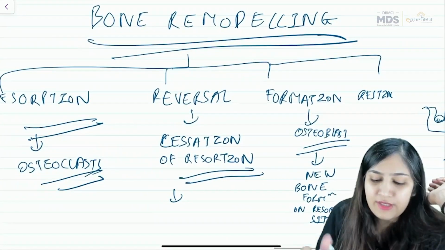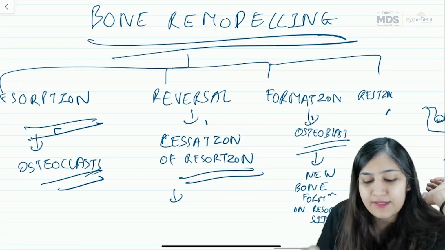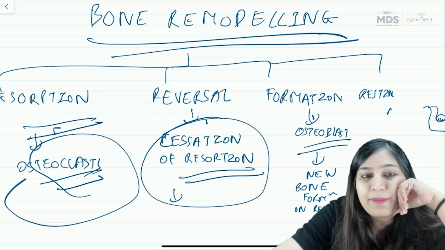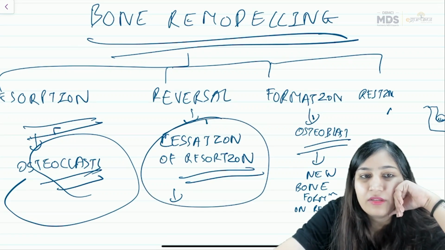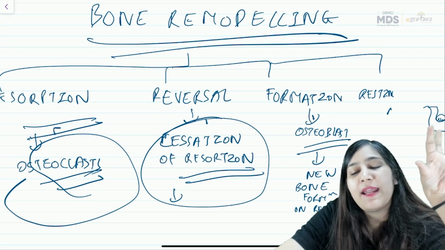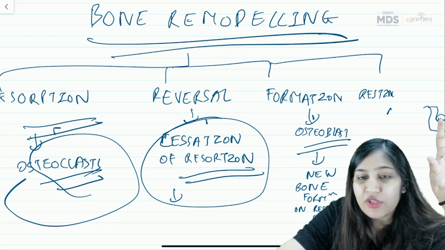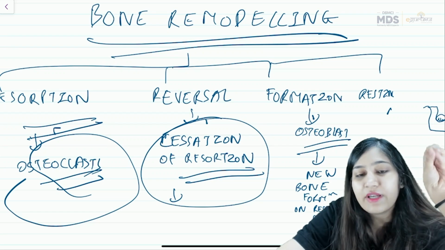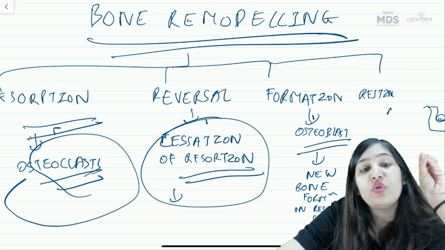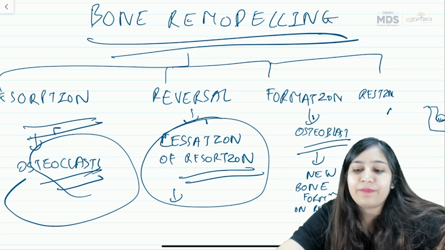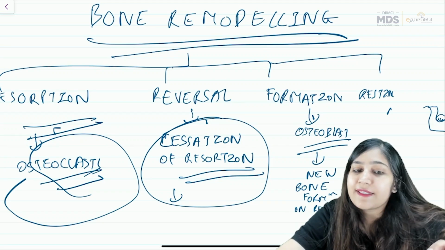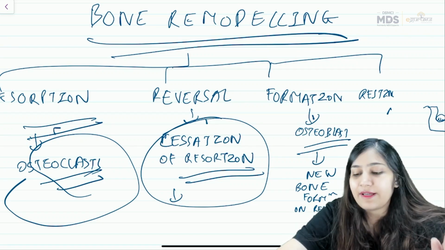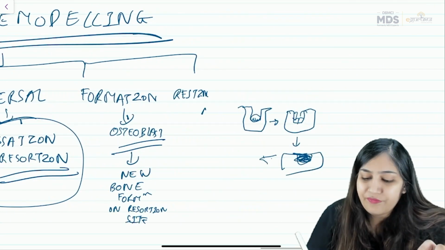For bone remodeling: resorption, reversal, formation, resting stage. In resorption, osteoclasts are important. For reversal, cessation of resorption and disappearance of osteoclast by apoptosis, and the site becomes occupied by mononuclear cells. Formation, osteoblast recruitment and formation of new bone on resorption site. Resting, formation of new bone stops and surface is lined by flattened layer of cells.